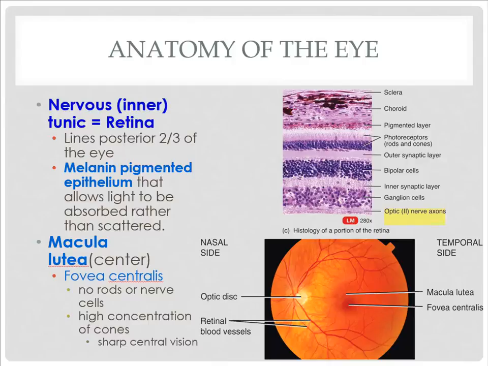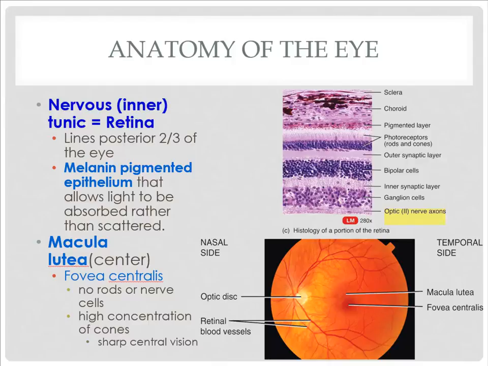Now, the way the light strikes the eye, where the central focus of all that light would be, is in an area called the macula lutea, which is the center of the retina. The area that creates the intense focus of the light is the fovea centralis. This is the area where there are no rods or nerve cells, and where we see the highest concentration of cones, the photoreceptors that we'll discuss later, that allow us to see in color. The presence of all cones in that area lends itself to sharp central vision.